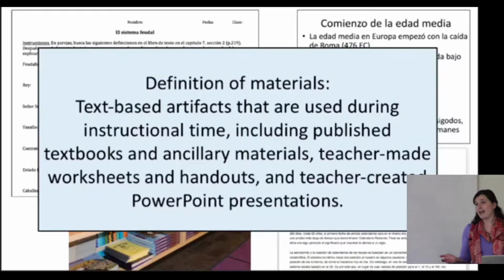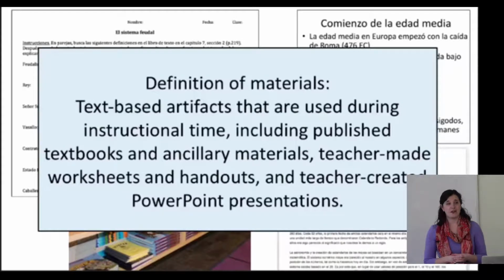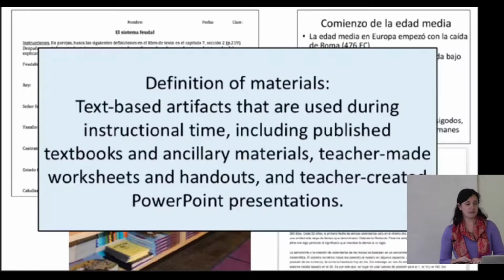It's important that we define materials because they're defined in many different ways in different studies. For the purpose of today's talk, I'm calling materials text-based or print-based artifacts that are used during instructional time. And so I'm talking about textbooks, ancillary materials, teacher-made worksheets or handouts, and teacher-created PowerPoint presentations for today's talk.